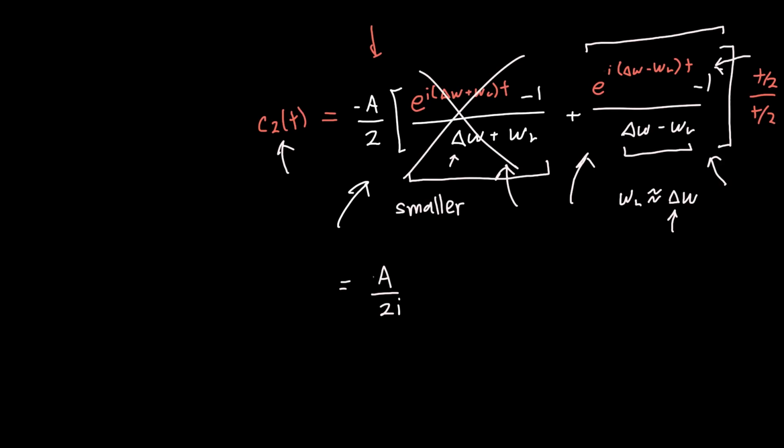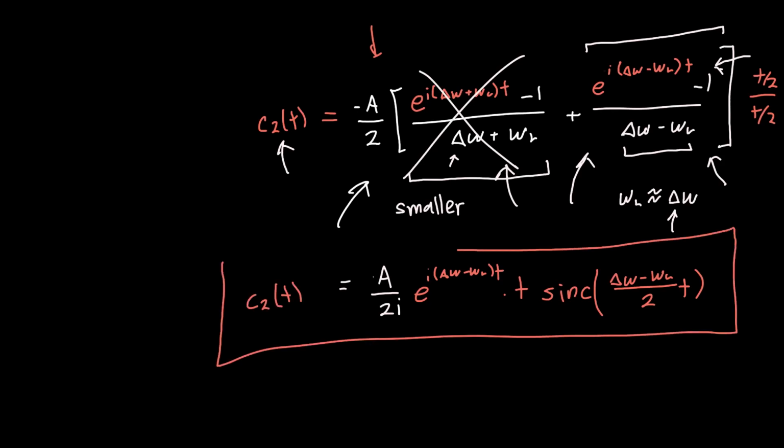And so if you do some algebra, you'll get that the final equation, a over 2i e to the i (delta omega minus omega L) t, times t, times sinc of (delta omega minus omega L) over 2 times t. This is my personal favorite form of this equation because it's going to allow us to make some more assumptions and simplify this even further.